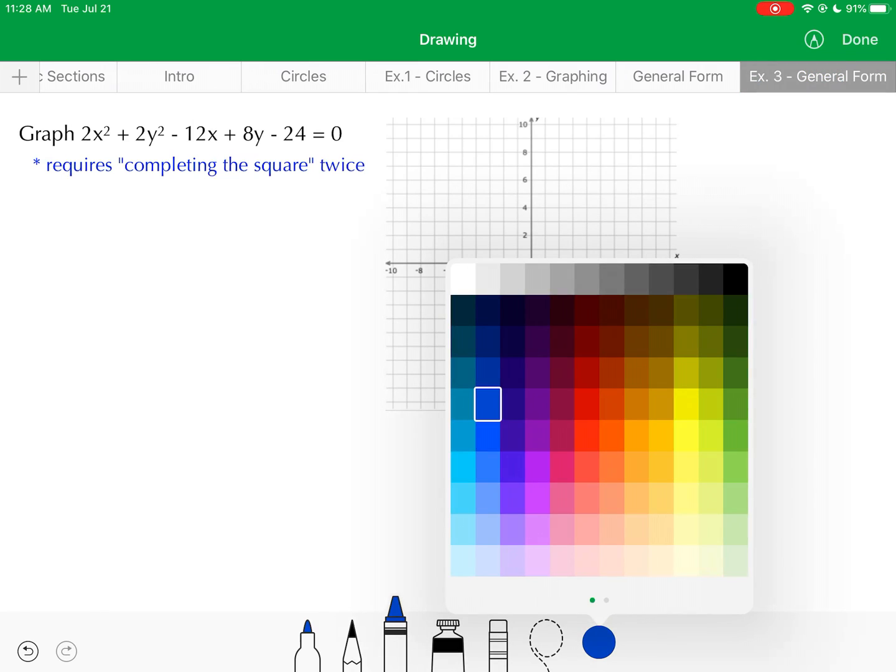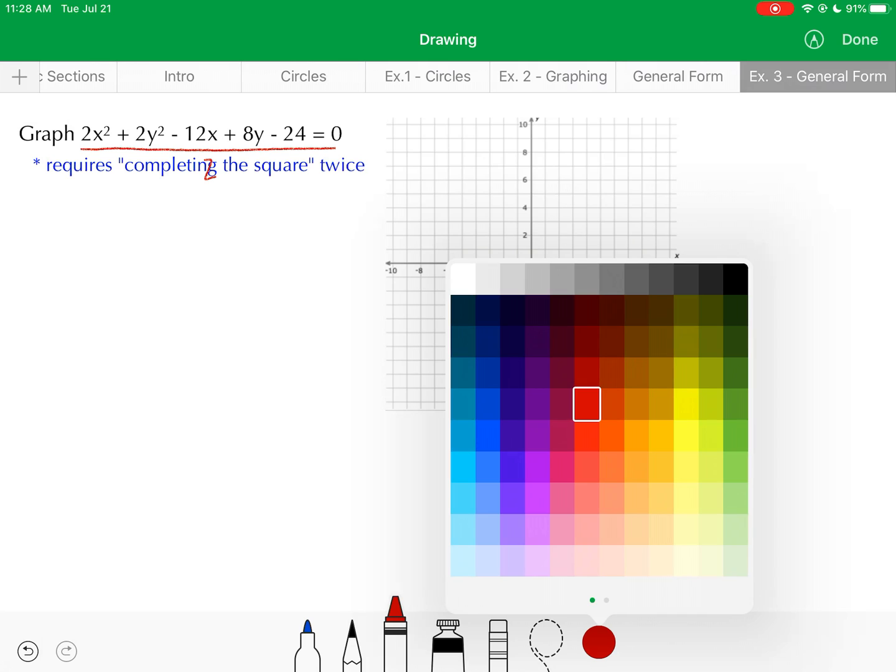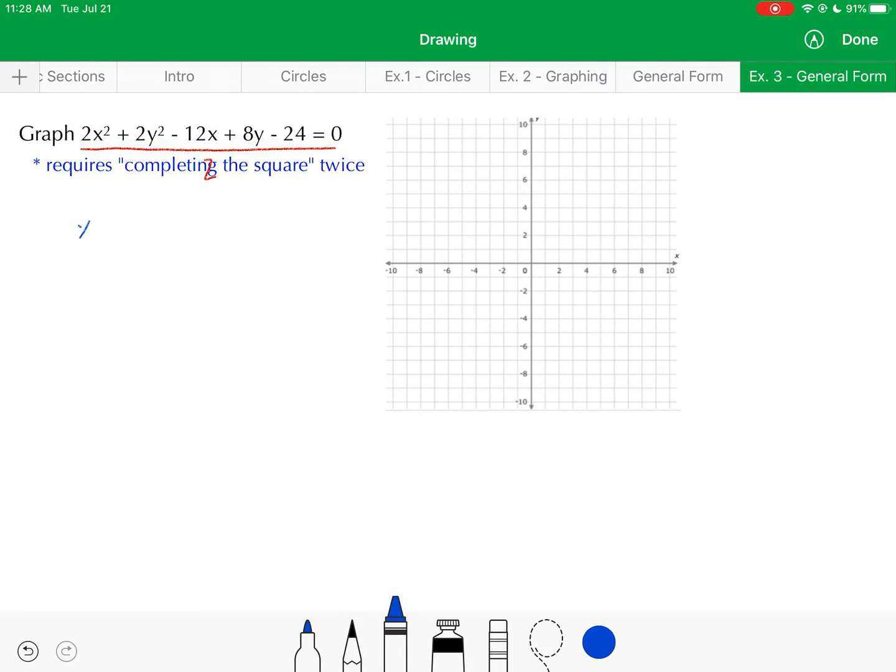So first thing I'm going to do is in order to complete the square, I need my squared terms to both have coefficients of 1. So I'm going to begin by dividing the entire equation by 2 here. That's going to lead me to x squared plus y squared minus 6x plus 4y minus 12 is equal to 0. Okay. And then I'm going to do some rearranging.